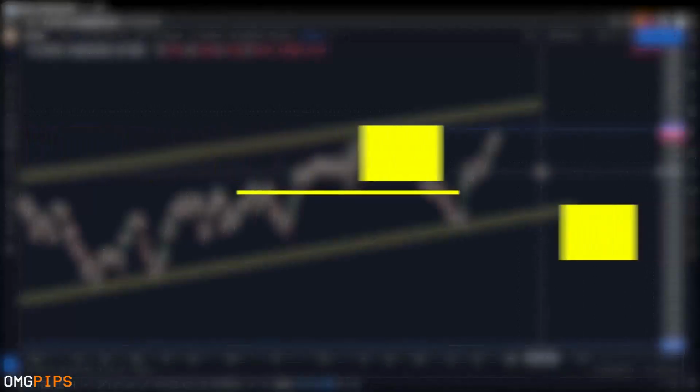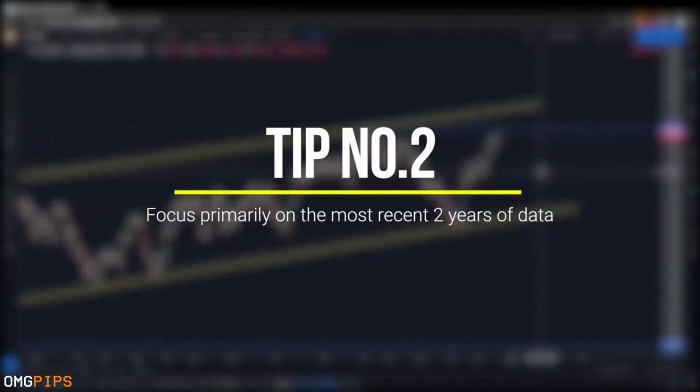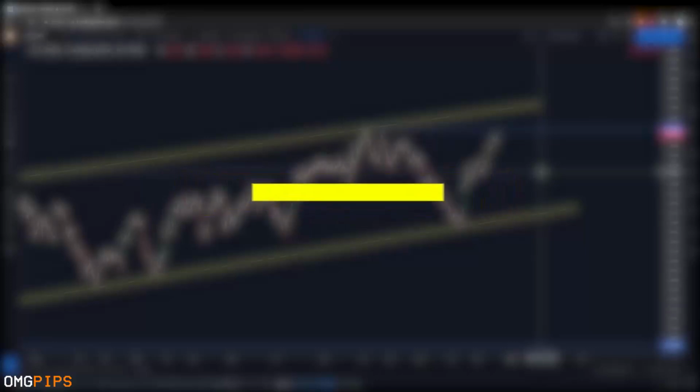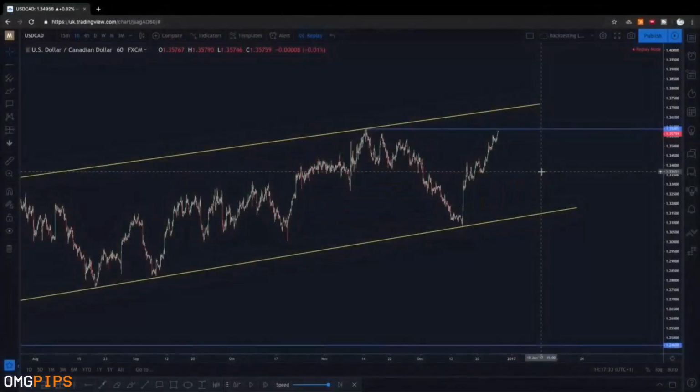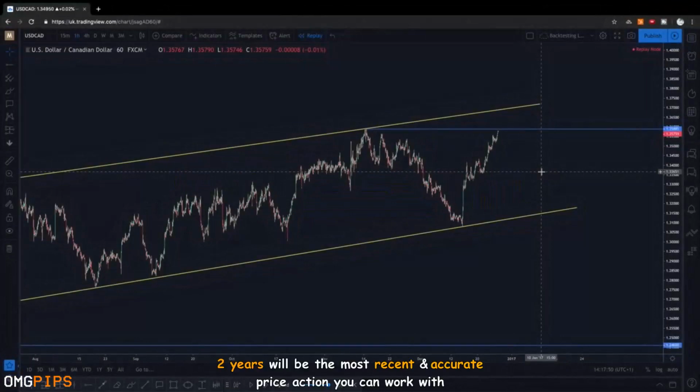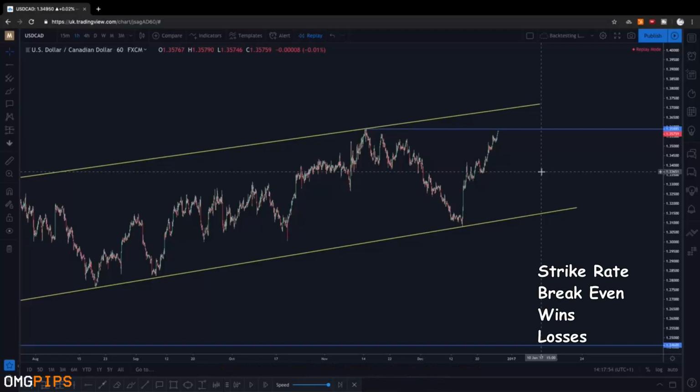The second tip is to focus primarily on the most recent data over the past 2 years. Now, we know the market evolves over time, human psychology evolves slightly over time, and human behavior. 2 years will be the most recent price action you can work with. Test your strategy out, see the strike rate, see the wins, the break evens, the losses, and just get a good idea of what your edge is in the market and just really see how it plays out. So very important to understand.